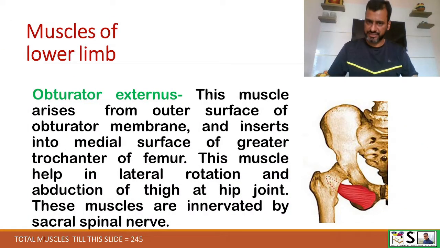Obturator externus. This muscle arises from the outer surface of obturator membrane and inserts into medial surface of greater trochanter of femur. This muscle helps in lateral rotation and abduction of thigh at hip joint, and these muscles are innervated by sacral spinal nerves.